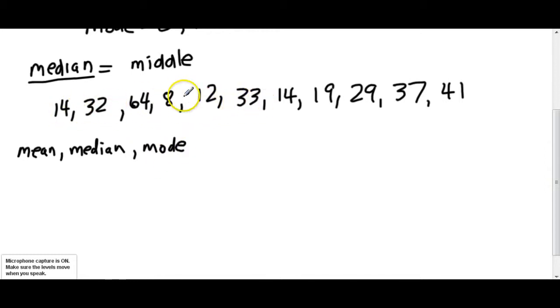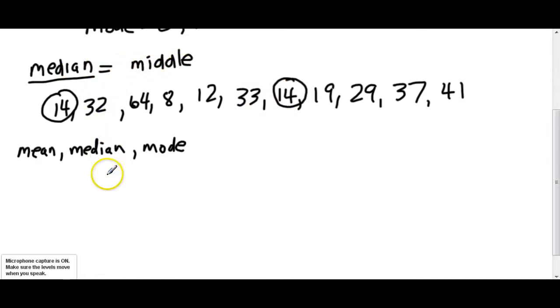So do we have any number in here that is repeated more times than the others? We've got 14, 32, 64, 8, 12, 13, 14. Looks like 14 is repeated twice. So our mode would be 14. But then we have to talk about the median, which is the middle.